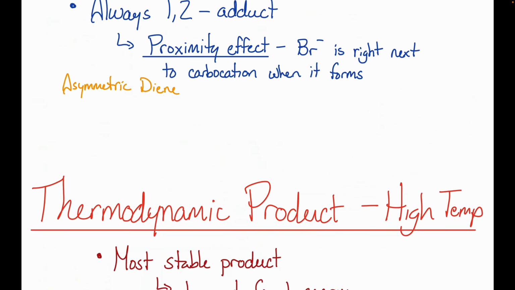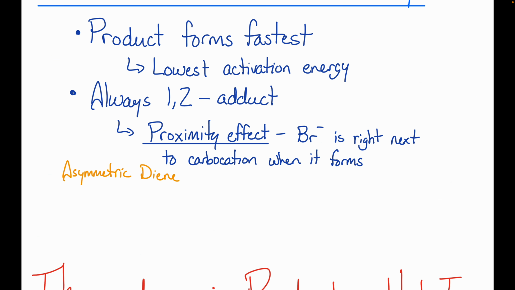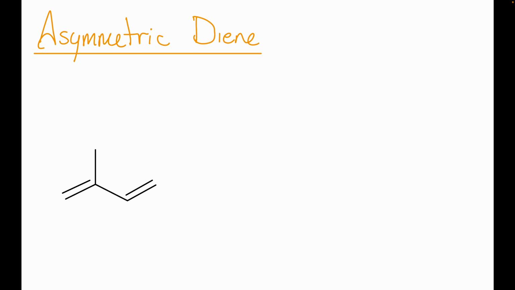Okay, so importantly, proximity effect still rules, right? My proximity logic does not change. So we can say that our kinetic product is still always that 1,2 adduct. Okay, the problem is that I got two possible 1,2 adducts that I can draw using this particular asymmetric diene.